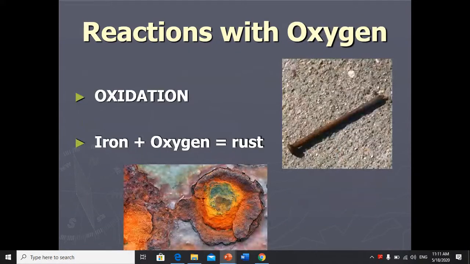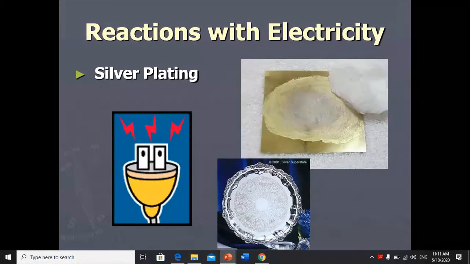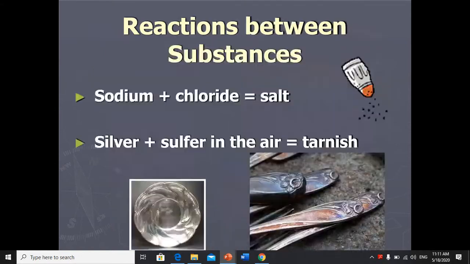And the reaction with air or oxygen, such as rust. When iron reacts with oxygen, it forms rust. This is another one: the reaction of electricity with the silver plating on plugs. With time, you will find it corrodes. This is because of the reaction which occurs because of the electricity. So this is also another sign of a chemical change.